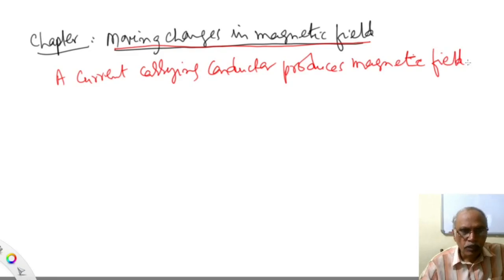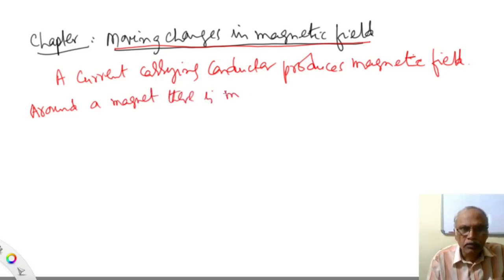Current can cause a heating effect also. Due to current, there is a heating effect. Whenever current is passing through a conductor, heat is produced in the conductor. Also, whenever current is passing through a conductor, a magnetic field is created around the conductor. And also, around a magnet there is a magnetic field.